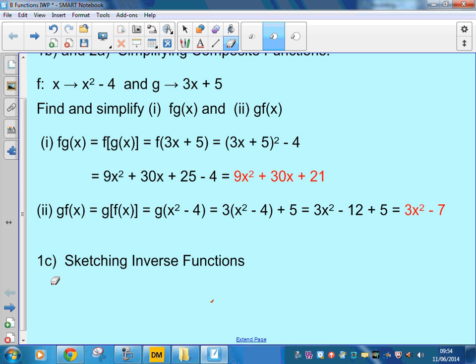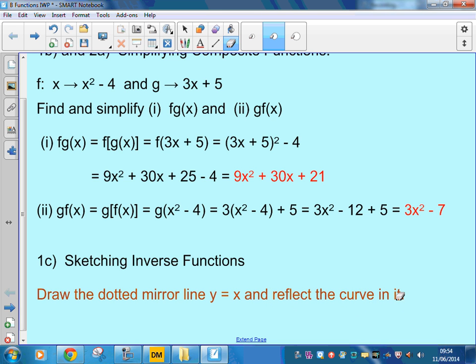Sketching inverse functions, which you have to do in 1c. I'm not going to actually do an example here, but just how you do it is you draw the dotted mirror line y equals x. So draw y equals x, the dotted line, and then you reflect the curve in that line. And be very careful about where the curve and the reflection cuts the line and where your reflection cuts the axes. Try and make sure you get those parts correct.